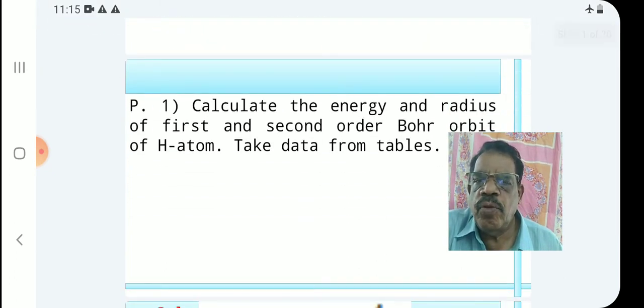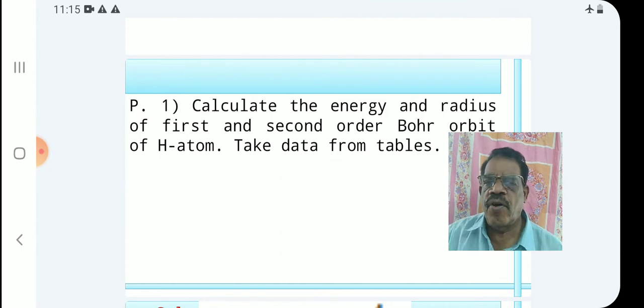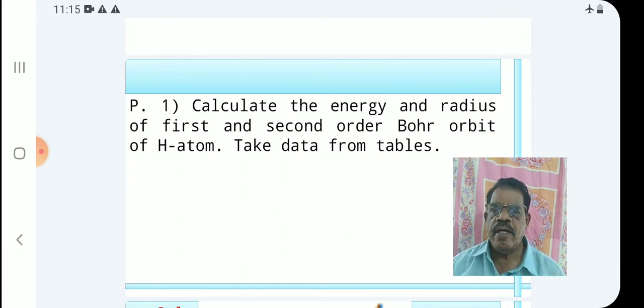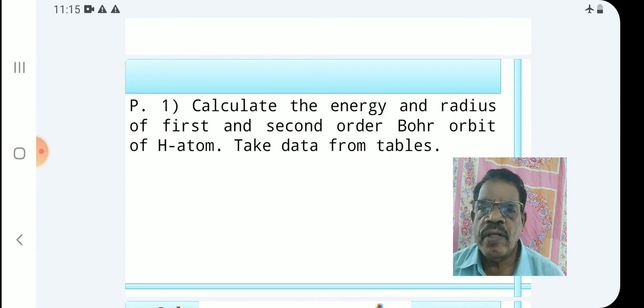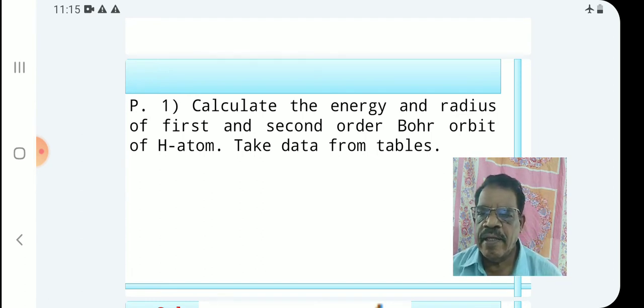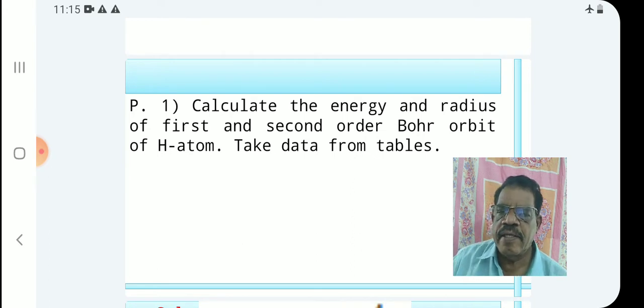First problem: calculate the energy and radius of the first and second Bohr orbit of H atom. Take data from tables.